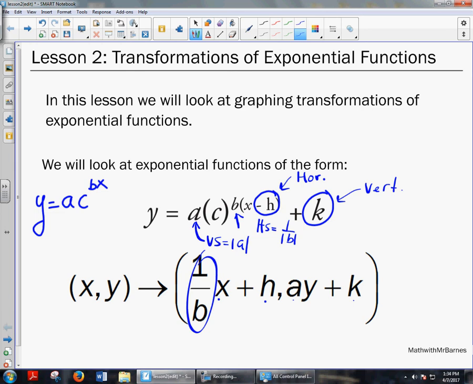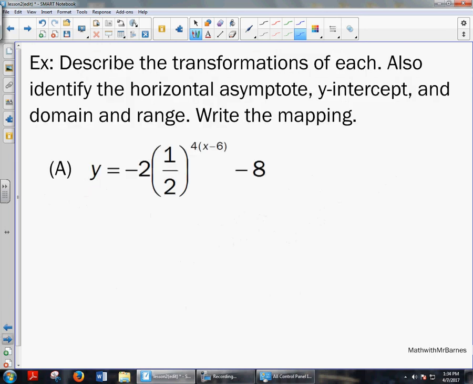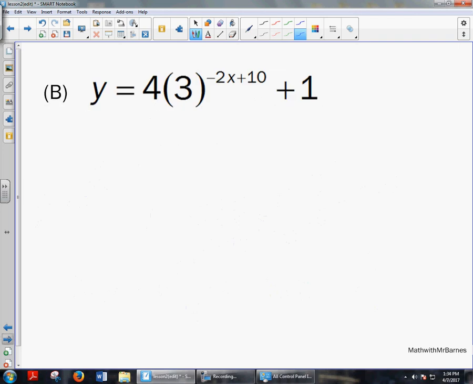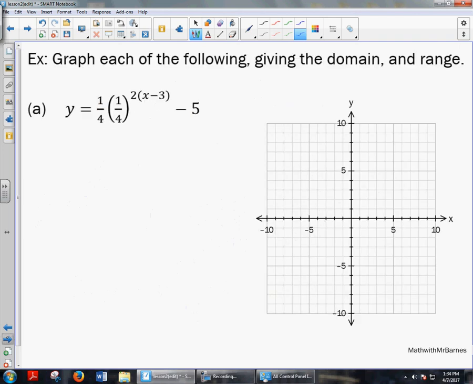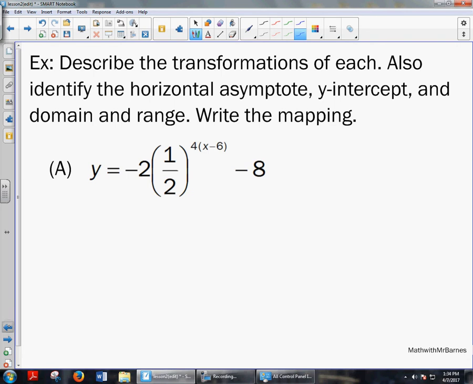Alright, so let's do a few examples. If we're going to graph something like this, I'm just noticing that I don't have any grids here. Actually, no, this is not a graph. It says describe the transformations of each. Also identify the horizontal asymptotes, y-intercepts, domain, and range, and then write the mapping rule.